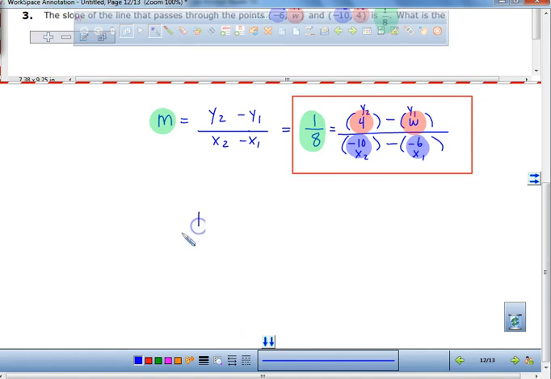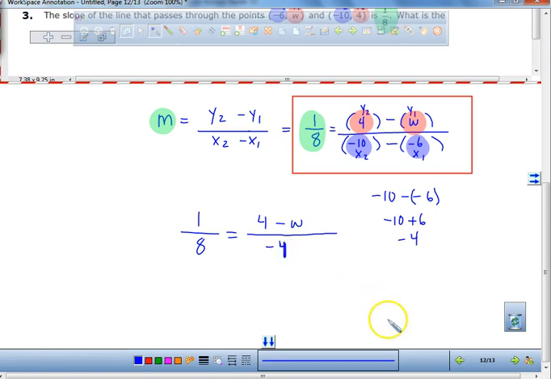Here we go. We have 1/8 equals 4 minus W over -10 minus -6. If I say -10 minus a -6, what's going to happen to those negatives? It becomes positive. It becomes -10 plus 6. -10 plus 6 is -4. So you're going to put a -4 right there. So please go ahead and write that down.